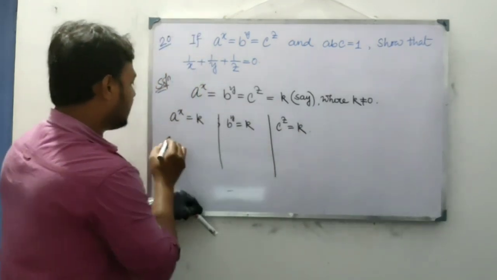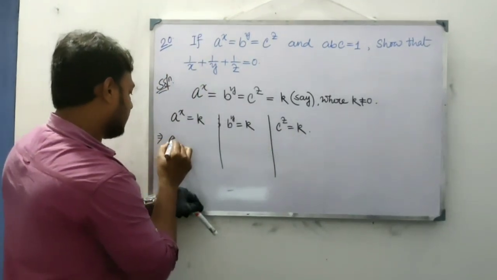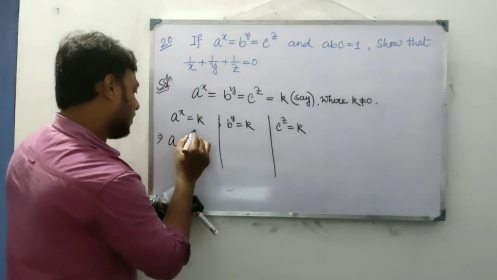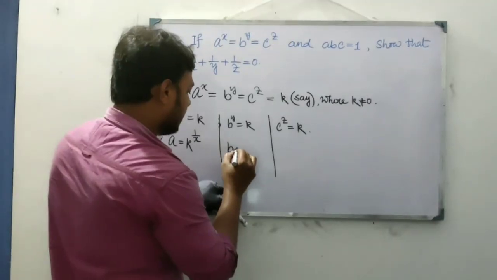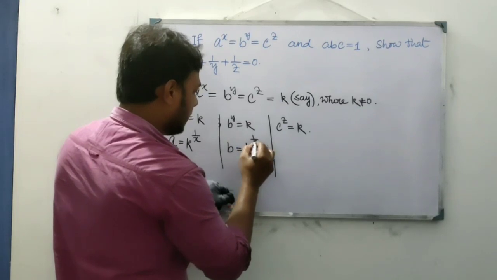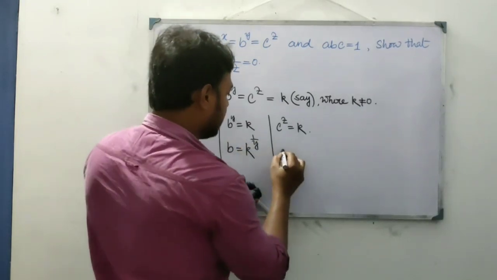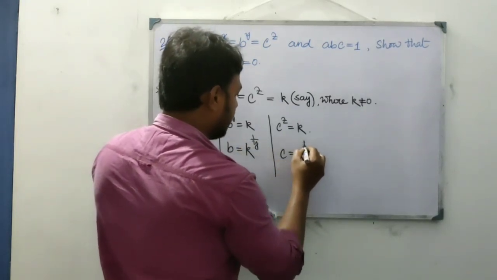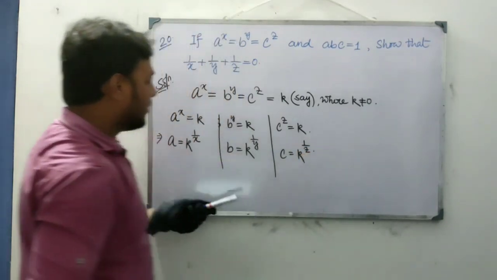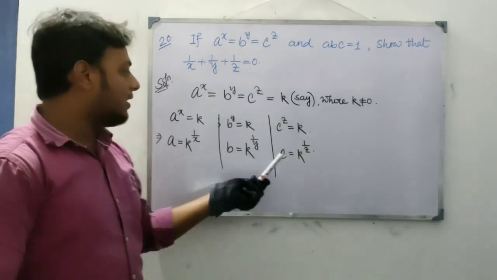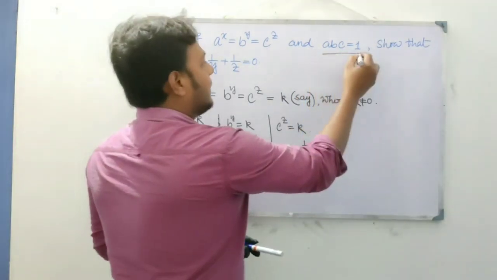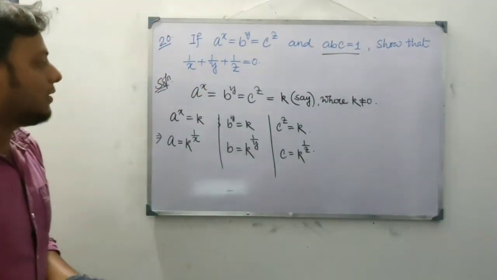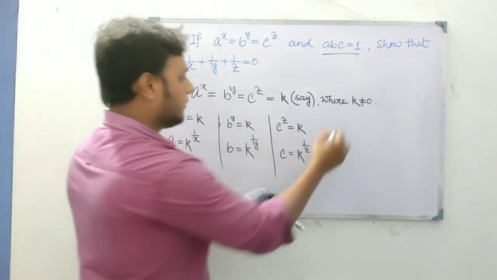Then what is the value of a? a will be k to the power 1 by x, b will be k to the power 1 by y, and c will be k to the power 1 by z. So now we have the values of a, b and c. See the second given: abc equals 1. So put them there.